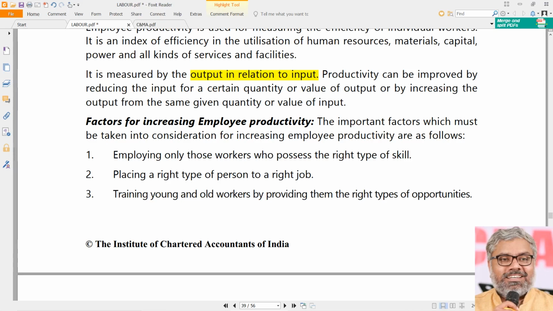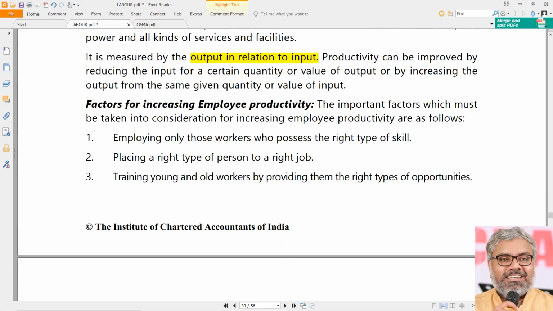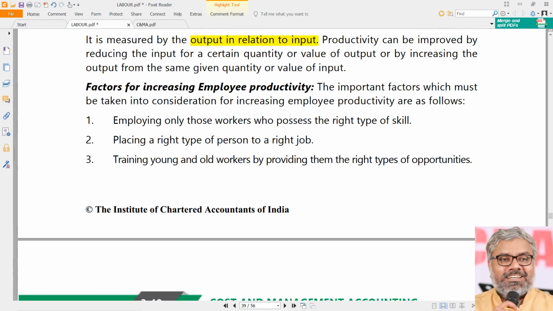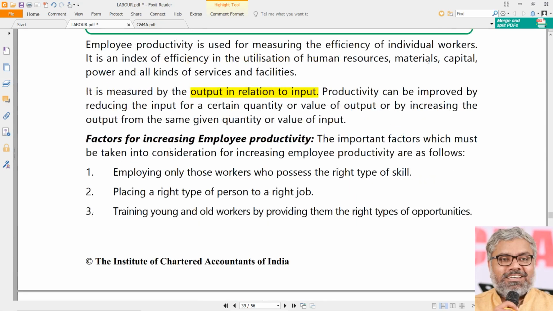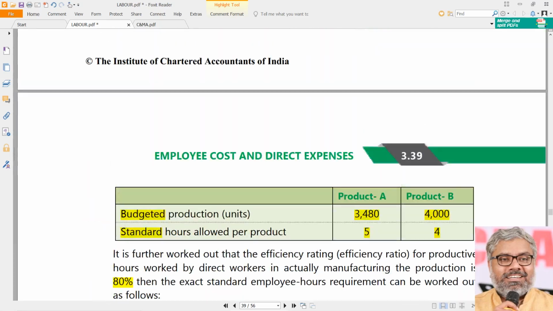So for the same input, if you generate more output, you can say productivity is more. Or for the same output, if you took less input, then also you can say productivity is more. So simply output divided by input can be called as productivity for all practical purposes. But we are not going to do any problems on these things. These are only conceptual things that we should understand.